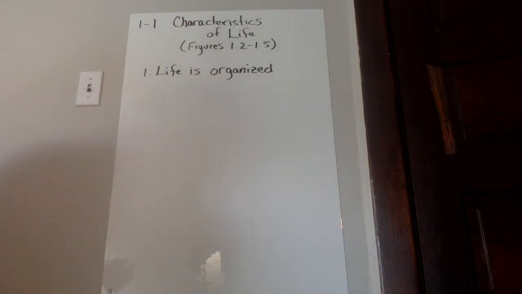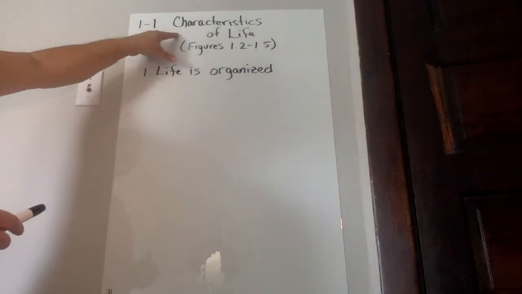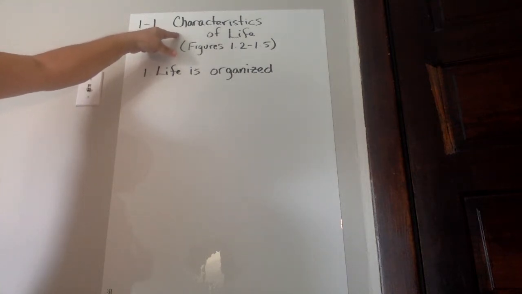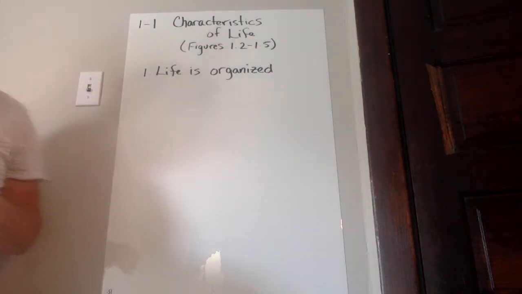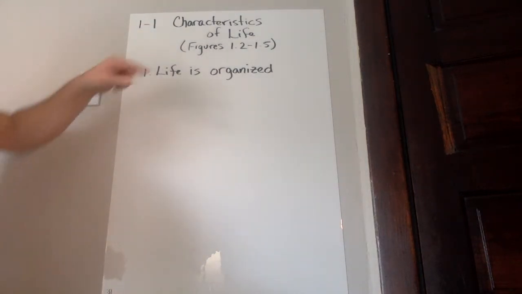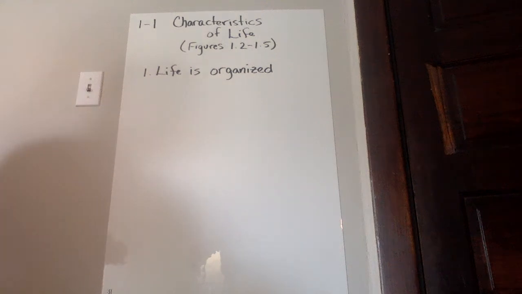When I lecture this way, you can see I will always tell you what section we're in, and I will give you the title of that subsection, so you can see this is the characteristics of life. This is the very first section of your book. And then I will tell you what we're going to go over. The characteristics of life are going to be covered in figures 1.2, 1.3, 1.4, and 1.5.